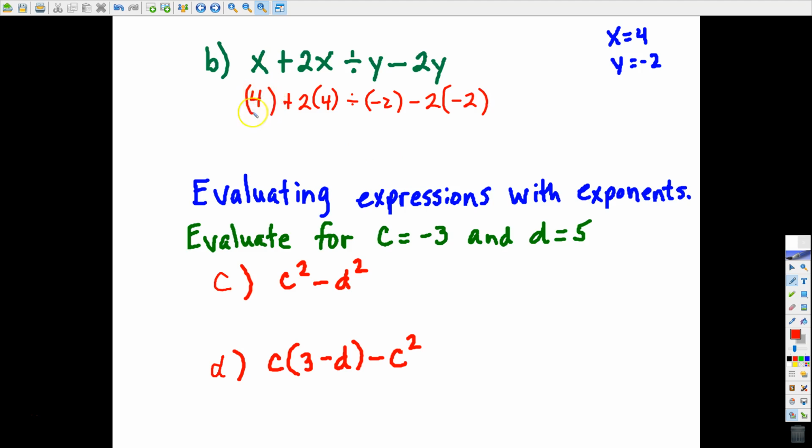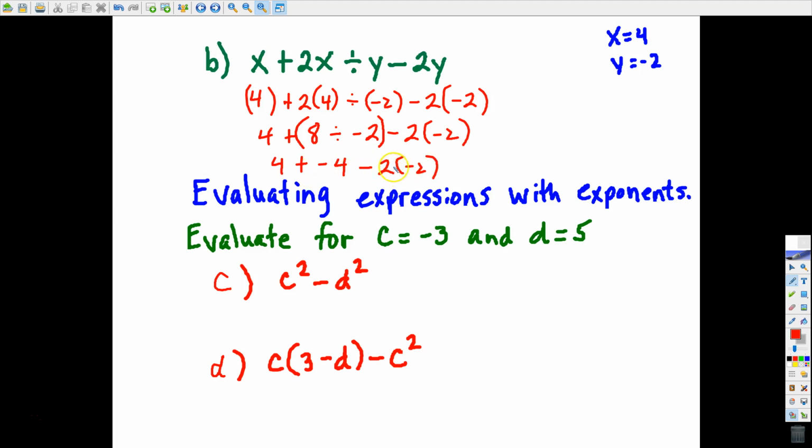Any operations contained in parentheses would be done first. Well, there are none. These are just single numbers. Don't have any exponents. I do have multiplication. 4 plus 2 times 4 is 8. And I'm just going to do these one at a time just to slow this process down. So I went ahead and multiplied here. I also have division contained here. 8 divided by negative 2 is negative 4.